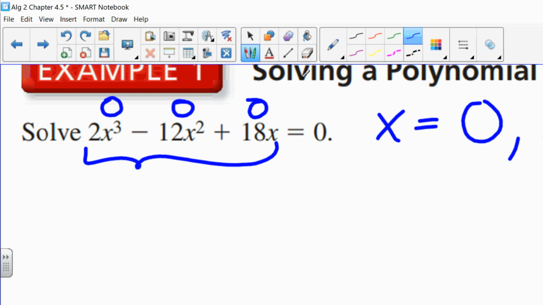Now for this here, and we'll delve more into it when we get into 4.6, this one will have 3 solutions. The degree and the number of solutions will always be the same. Well, how many solutions do we have?